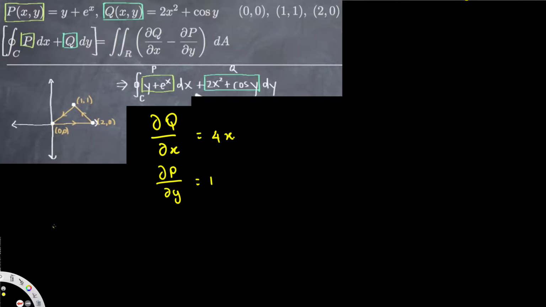Now we can go ahead and write our double integral. The double integral is going to be the partial derivative of q with respect to x minus the partial derivative of p with respect to y. In our case, q with respect to x is equal to 4x and p with respect to y is equal to 1, so this is going to be 4x minus 1. Now first we have to do the integral with respect to y, then with respect to x. Since we are integrating with respect to y, we have to look at the vertical direction. We have to see where it's starting and where it's ending.